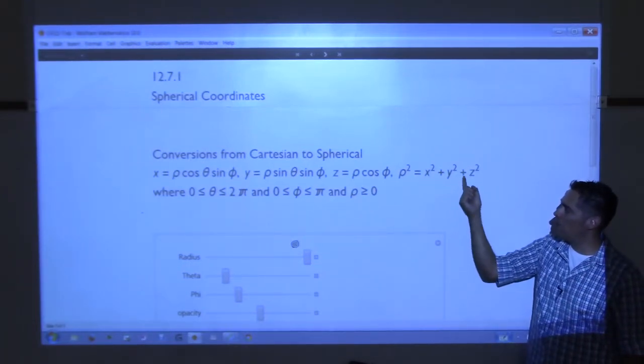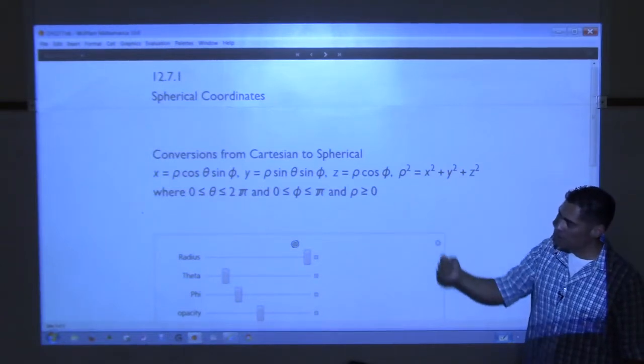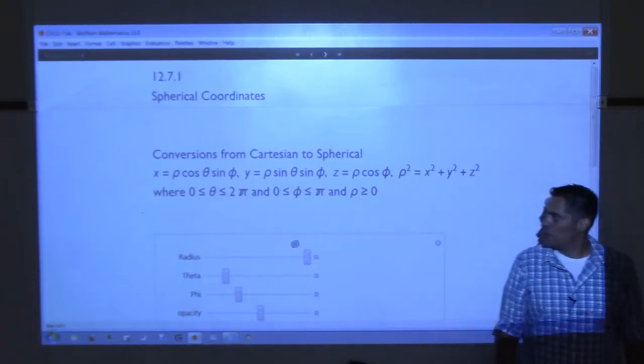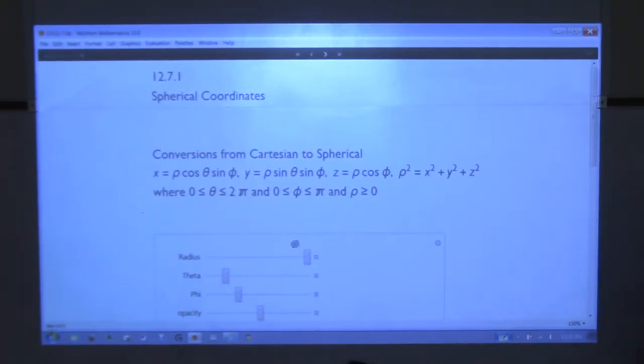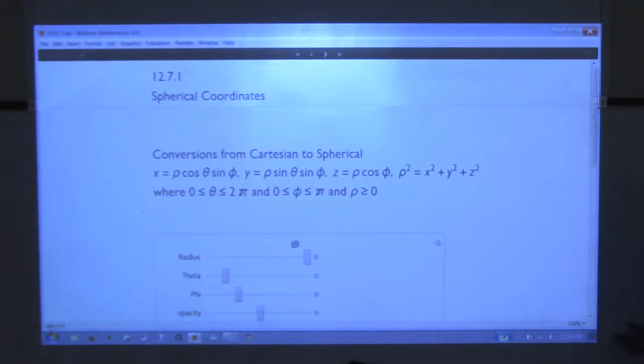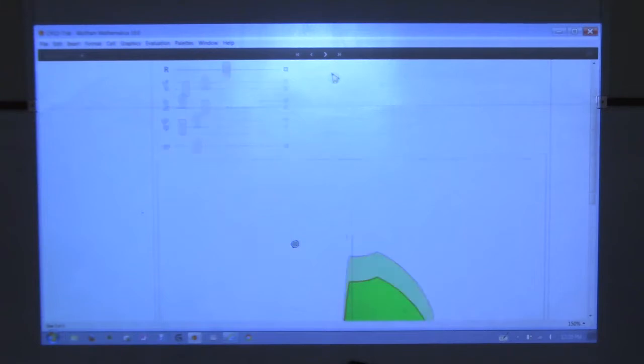Now, we do have kind of like a Pythagorean identity here. X squared plus y squared plus z squared is rho squared. Theta is between 0 and 2 pi. And phi is between 0 and pi. And rho, of course, has to be greater than or equal to 0. Rho is the distance we walk out. There's your spherical coordinates. Now, why are spherical coordinates useful? We live on a sphere, right? I mean, we live on a sphere, roughly. So this coordinate system is perfectly suited for where we live.